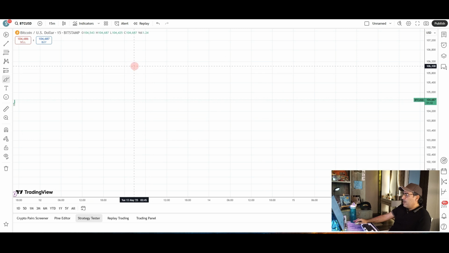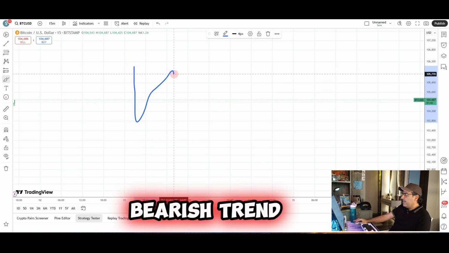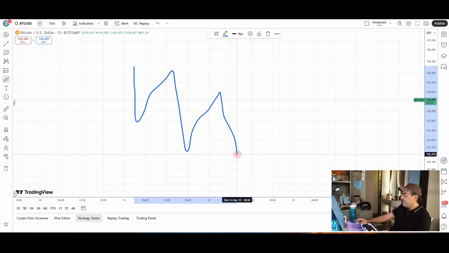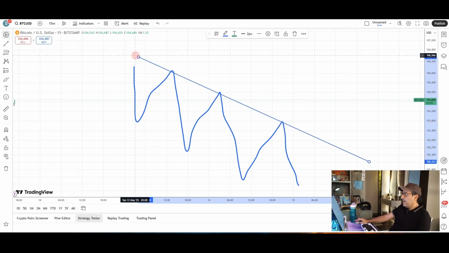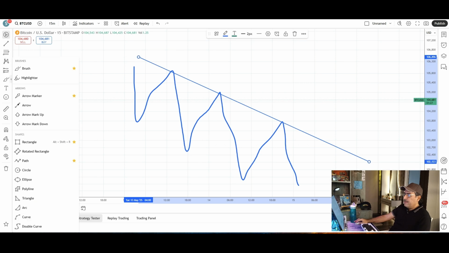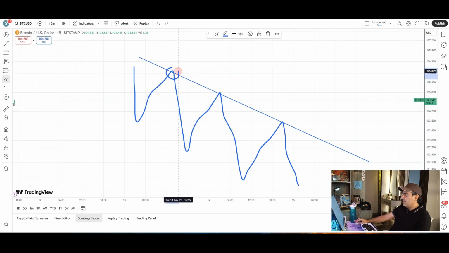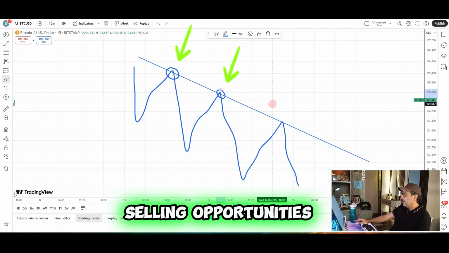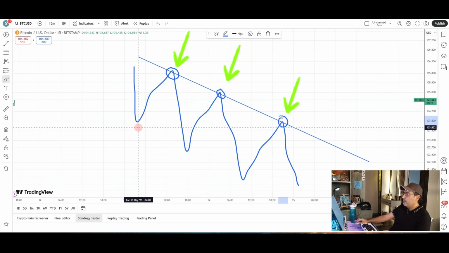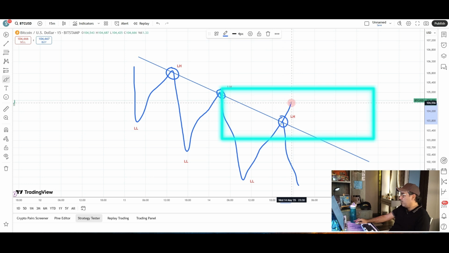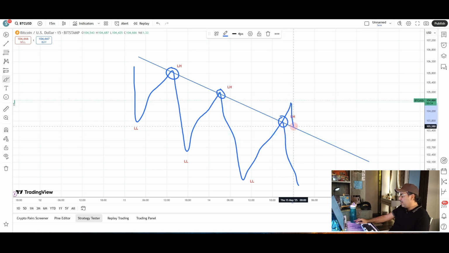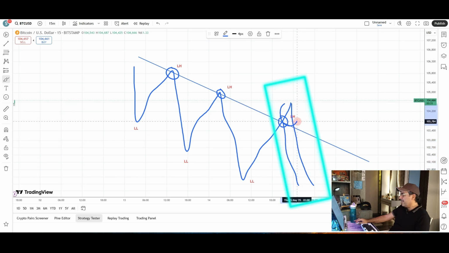Same, if the market is moving in a bearish trend like this, you'll draw your trend line over here, and these will be your selling opportunities: lower low, lower high, lower low. But what if the market breaks the structure like this? Would this be a buying opportunity? No. This is the area where most of the retail traders get hooked up.